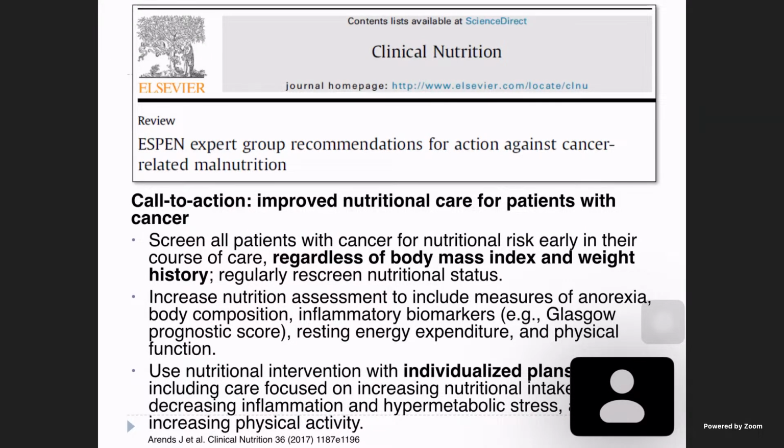So it calls for action to provide improved nutritional care for patients with cancer, regardless of BMI or weight history. We need to improve the nutrition, and each nutritional intervention needs to be individualized. Most of the time, it is not possible, and we rely on formulas which are the same for everyone.